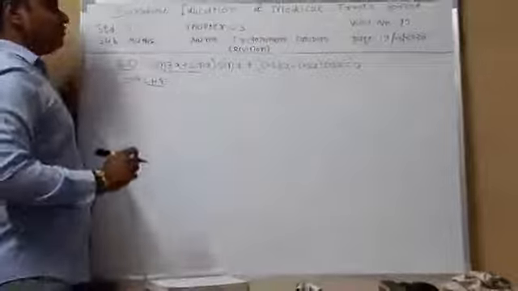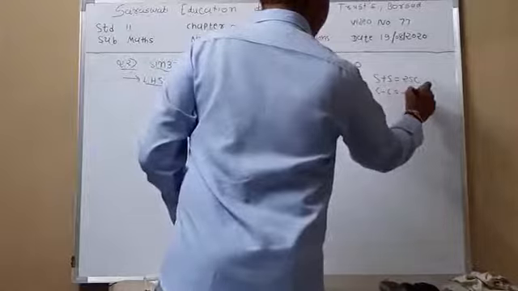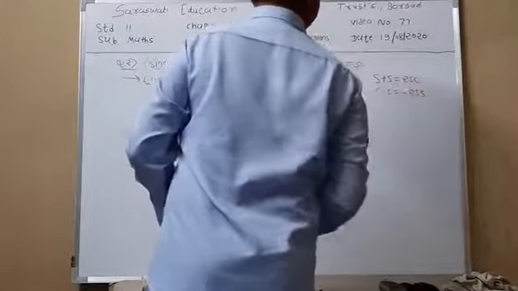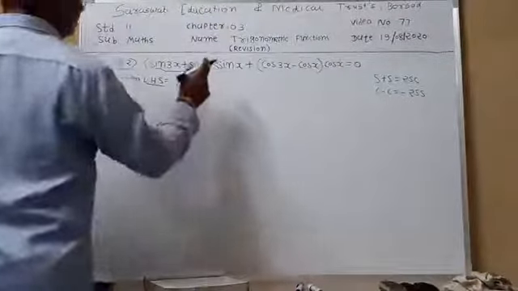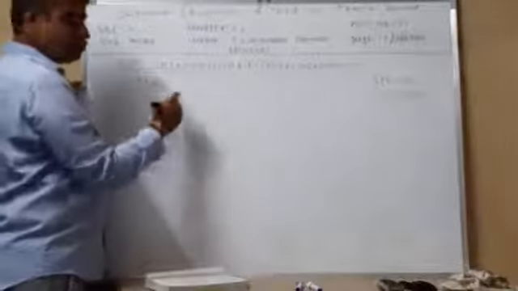So in the LHS, sine plus sine form is present. That means here apply the identity: sin C plus sin D, that means 2 sin cos. And here cos minus cos form is present, so cos C minus cos D, that means minus 2 sin sin. So here apply this identity, sin C plus sin D, that means 2 sin cos.